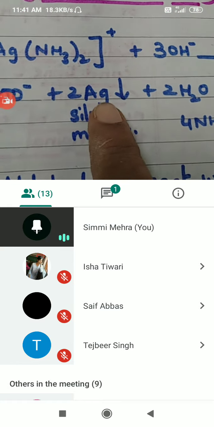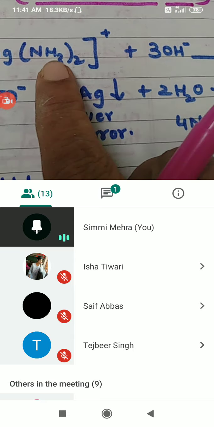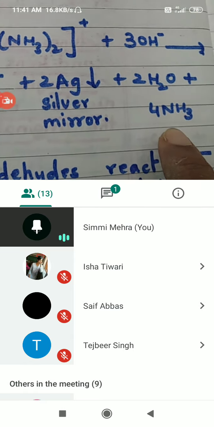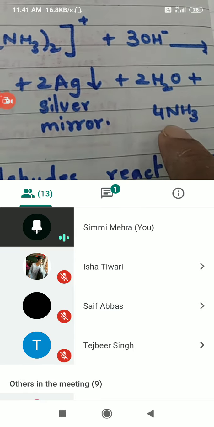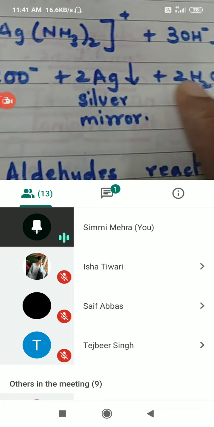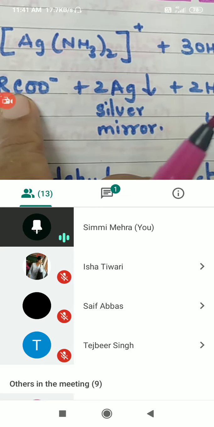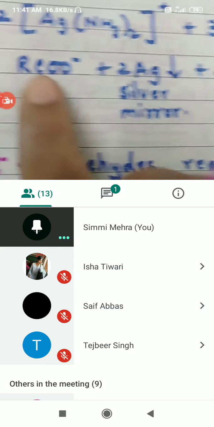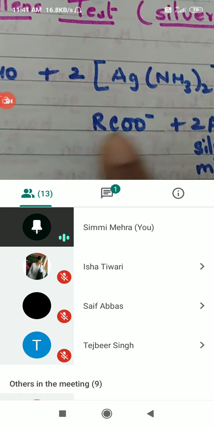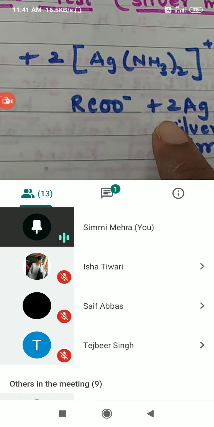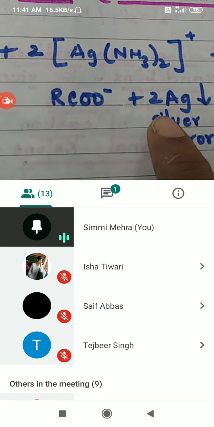Then here silver you will get, and this will give you water and ammonia. This will break up into water and ammonia. So these products will remain the same. Only the number of carbon atoms you have to decide with the help of the alkyl group. This is your oxidation of an aldehyde by Tollens reagent. Ketones will not give this reaction.